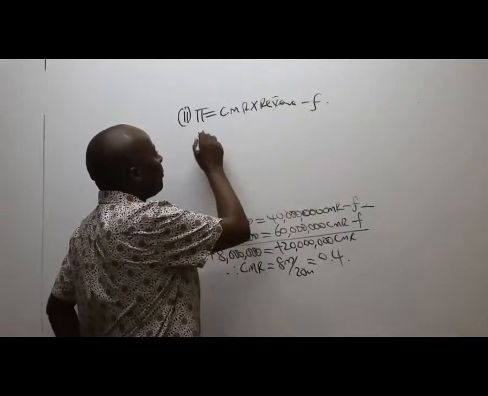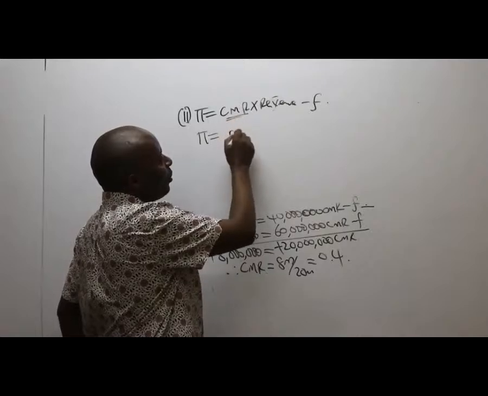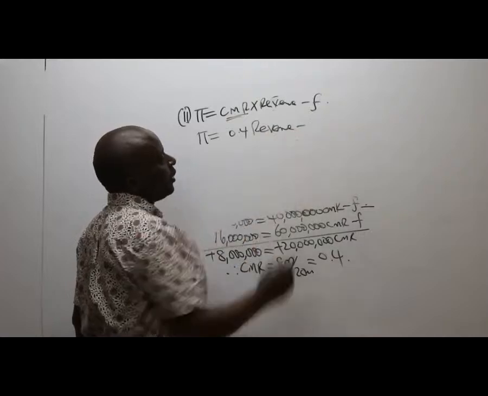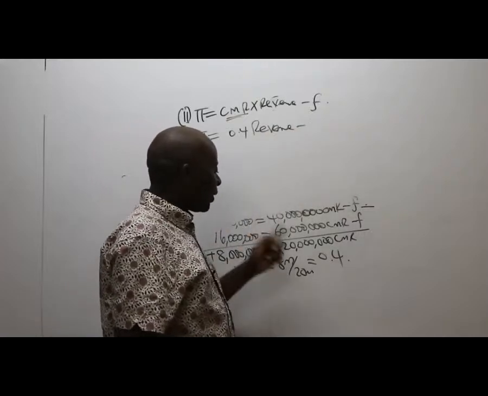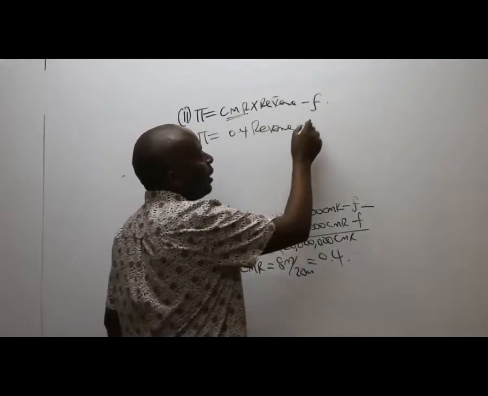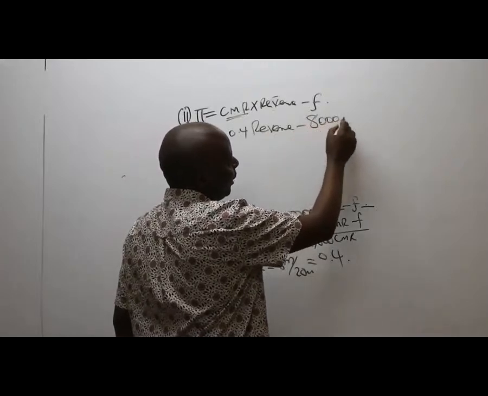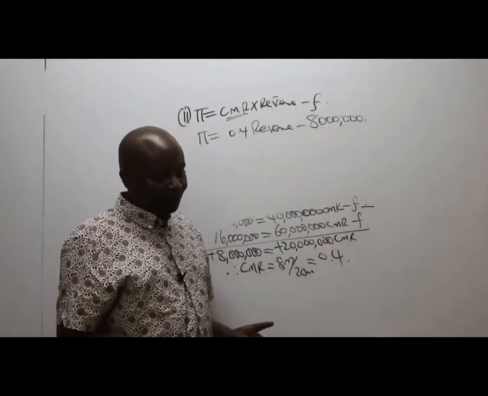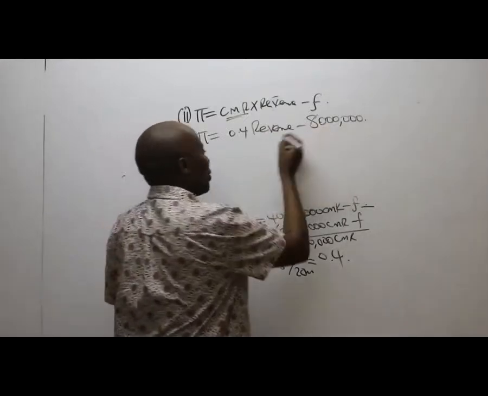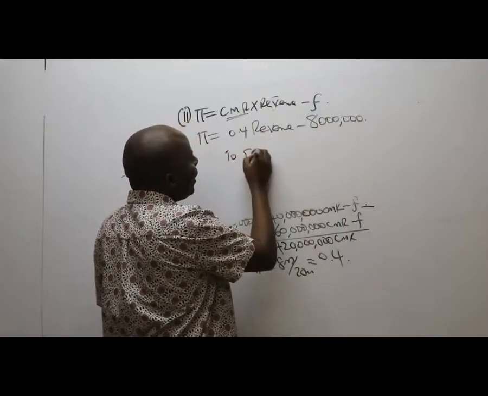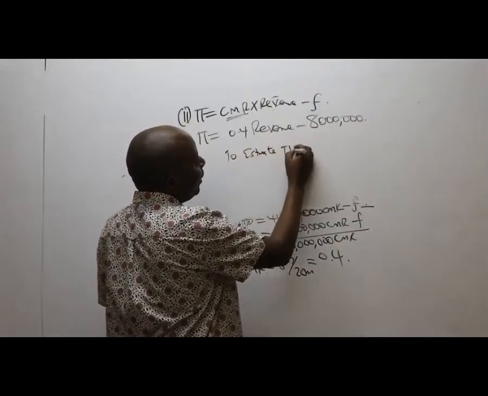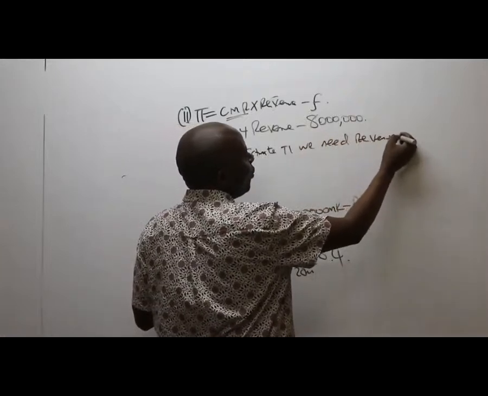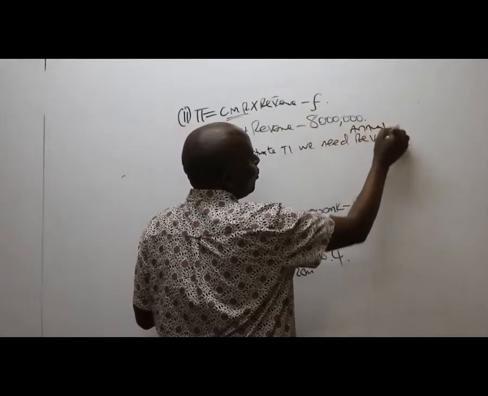And you're the ones who have told me that CMR is 0.4. So profit is 0.4 revenue that you generate minus the fixed cost, which you told me is 8 million each year for the farm, right? So this is the equation. To estimate profit, we need annual revenue.